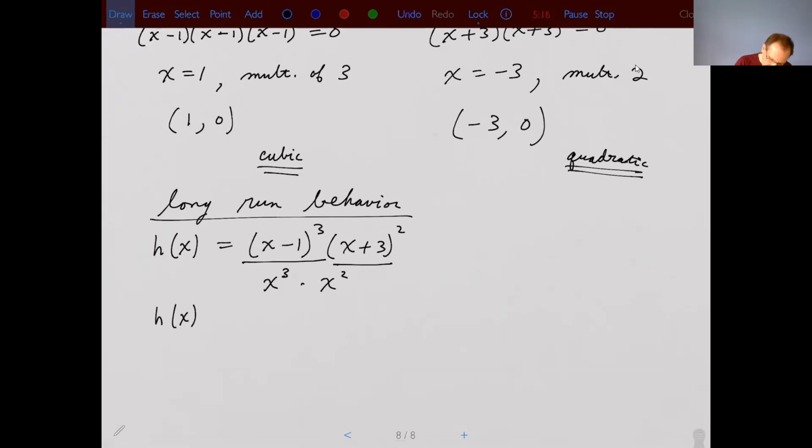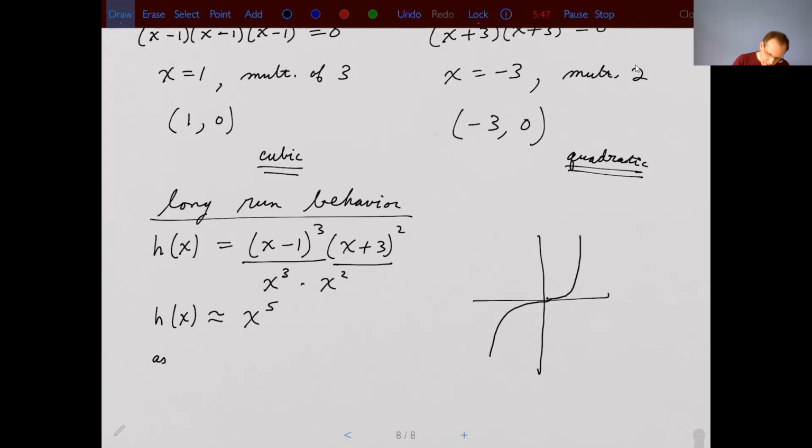looks like x cubed times x squared. Remember, you add the exponents together, it would be x to the 5th. You keep the base, if it's the same base, you keep the base and you add the exponents. So this function looks like x to the 5th when we're looking at long run behavior. Well, what does x to the 5th look like? It's kind of like x cubed, except it gets a little flatter near 0, but it looks something like that.